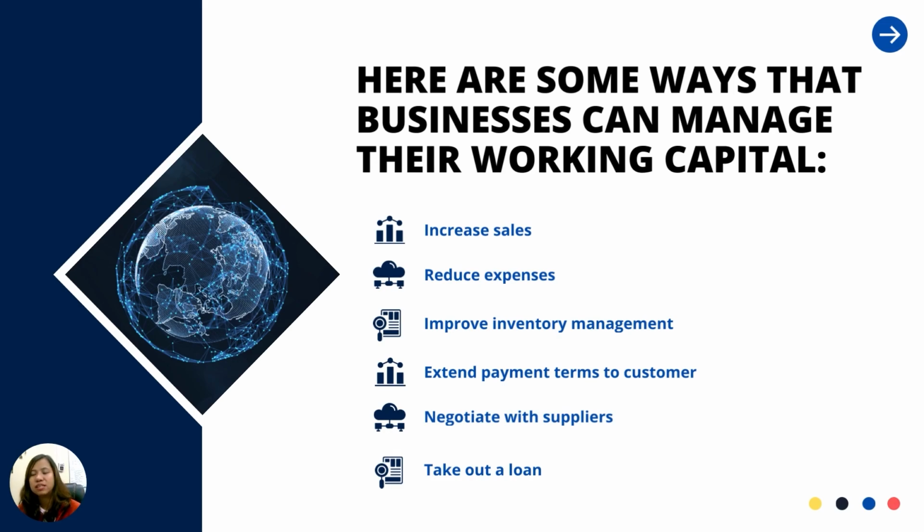Here are some ways that businesses can manage their working capital. Increase sales. This will generate more cash flow, which can be used to pay off debts and increase working capital. Reduce expenses. This will free up cash that can be used to increase working capital. Improve inventory management. This will ensure that the businesses have the right amount of inventory on hand, which can reduce costs and improve cash flow.